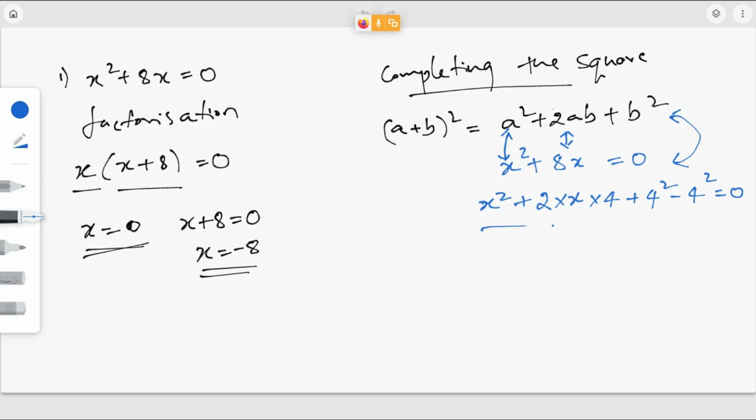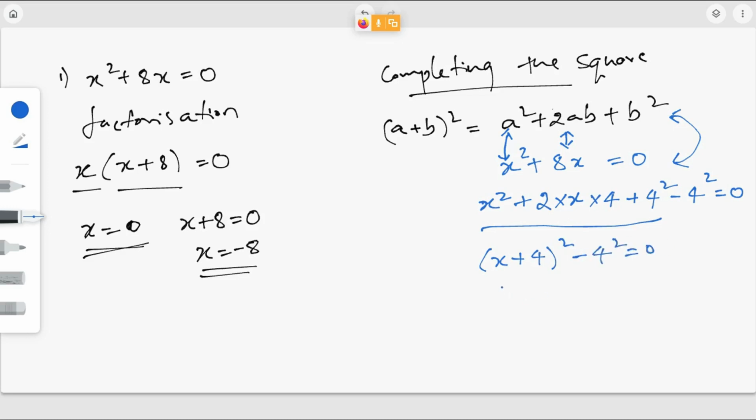After this, take this one. a square plus 2ab plus b square is a plus b whole square. And here, what is your b? b is 4. So x plus 4 whole square minus 4 square is equal to 0.